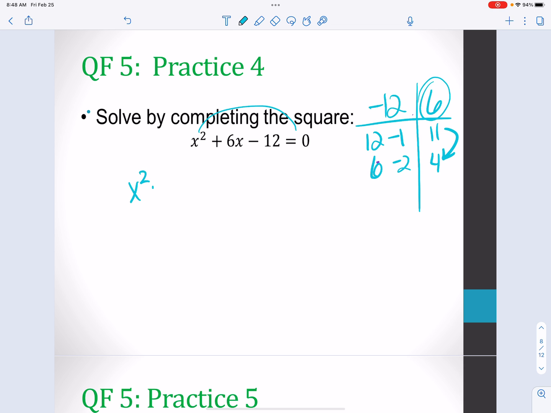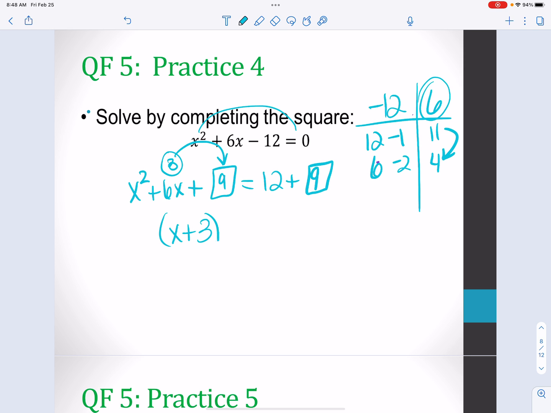So I'm going to complete the square. So I move the 12 because 12 is not a perfect square. And I half this and I square it. And there's no a value, so it's going to be the same. So this side is x plus 3 and x plus 3, which is x plus 3 squared. And this side is 21.